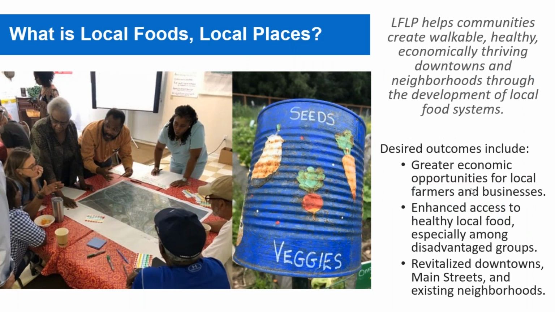There we go. So Local Food, Local Places is one of our flagship programs, which started in 2013 and aims to increase economic opportunity, improve access to healthy foods, and revitalize downtowns and existing neighborhoods. We accomplish this by planning for a stronger local food system and connecting it to place-based investments in existing communities.